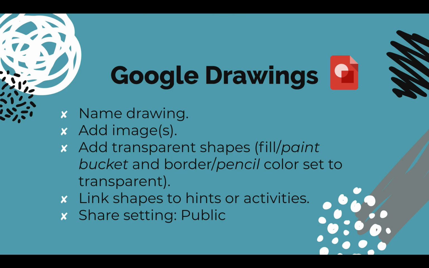So you would go to the fill or paint bucket and make that transparent, and then the border or pencil color, you also want to set that to transparent. So when you're looking at it, you can't see it. You would actually have to hover over that shape to know that there's something there and it is a hyperlink to one of your clues. And so you would link all those shapes to the hints or activities or clues in your game.